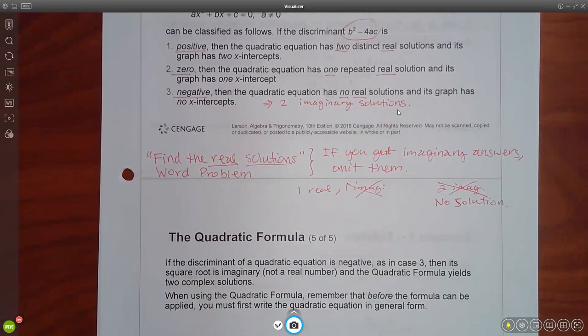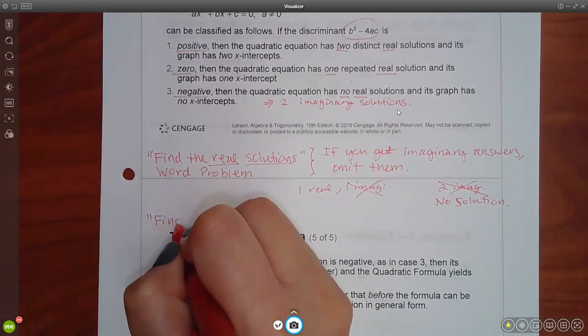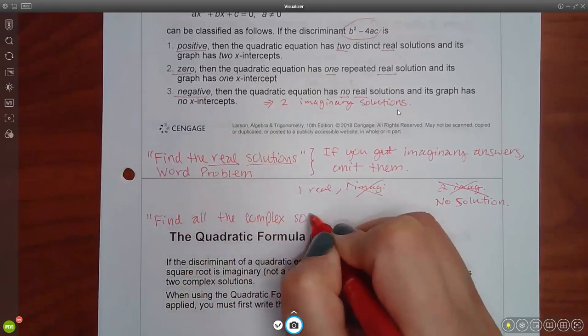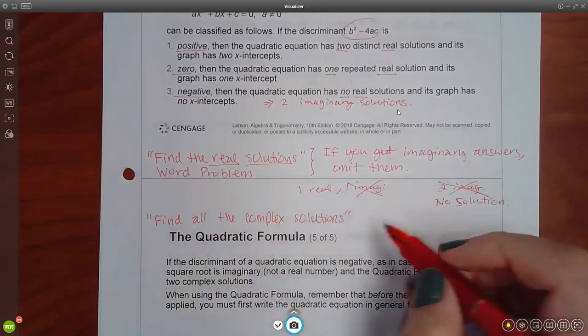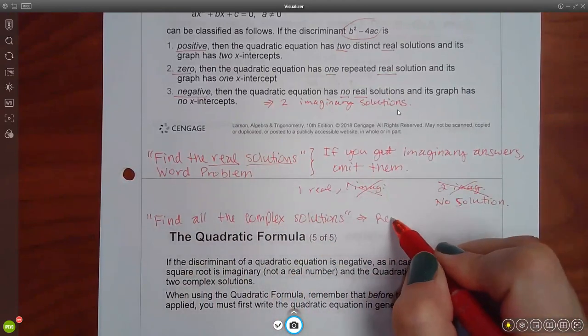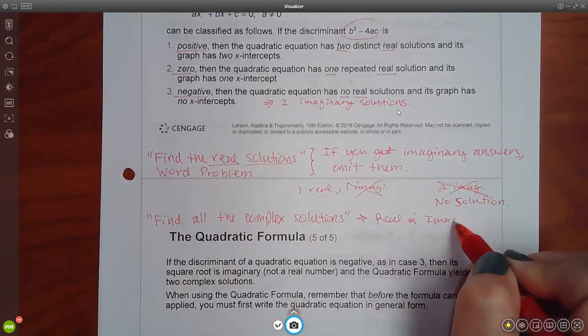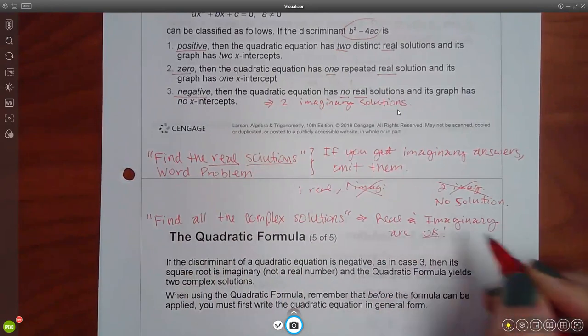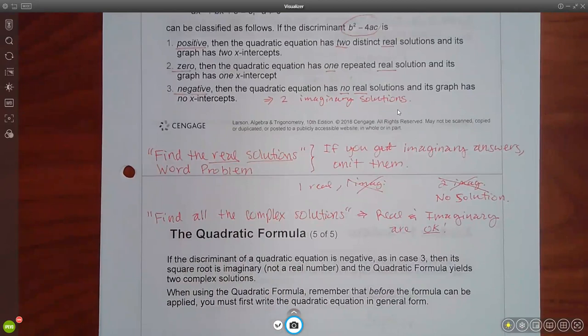The other one, the way they'll phrase it is they'll say, find all the complex solutions. And in this case, that means real and imaginary are okay. And so you can enter both of those in the answer box if it says find the complex solution. I just want to make it work because I noticed in the homework there are some that just say find the real solutions, and then there's other ones that say find the complex solutions.